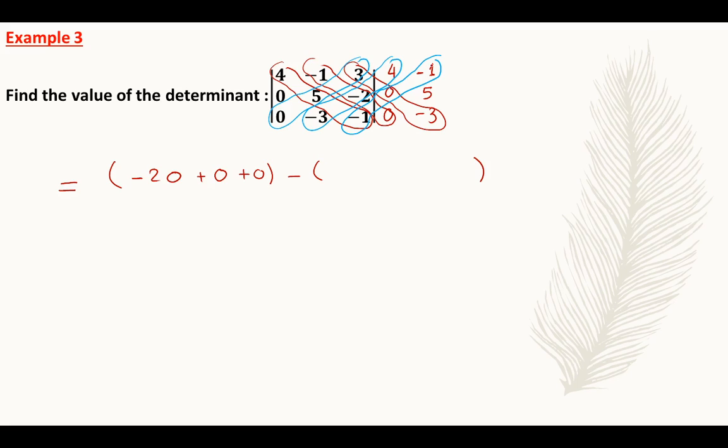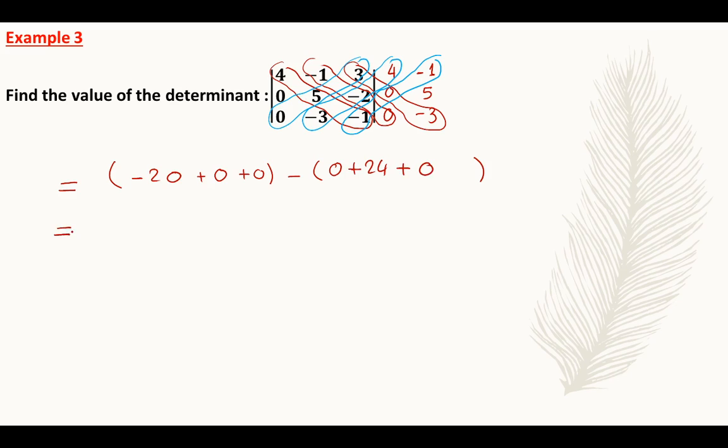Here, negative 1 times 0 times negative 1 equals 0. 4 times negative 2 times negative 3: 4 times negative 2 equals negative 8, times negative 3, it will be equal to positive 24. Okay, 3 times 5 times 0 will be equal to 0.